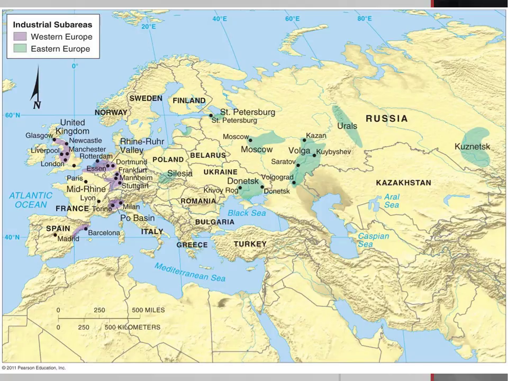The Mid-Rhine, which is getting into Germany and France, produces a lot of steel, automobiles, and chemicals, and that's the second largest industrial area of Europe. As we get into northern Italy, it's called the Po Basin. In northern Italy, they specialize in textiles. And then you get into northeast Spain, which is going to be Catalonia and especially Barcelona. They produce a lot of textiles and automobiles.